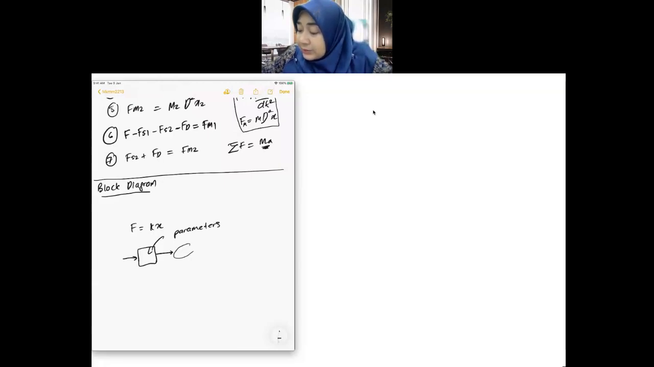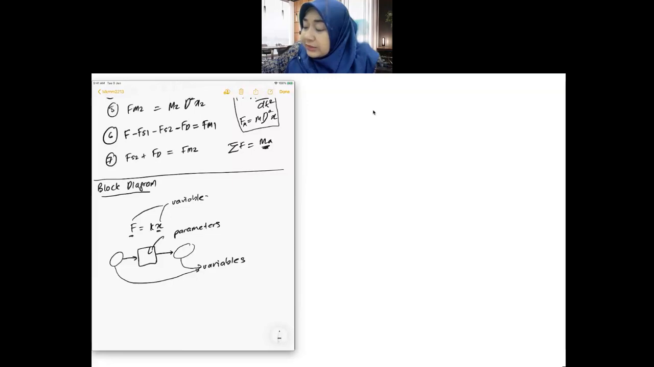Okay, and outside the block, the input and the output here is your what? Variables. All right, so in this case, F and X are the variables because they can change with time, isn't it? And K here is your parameter.